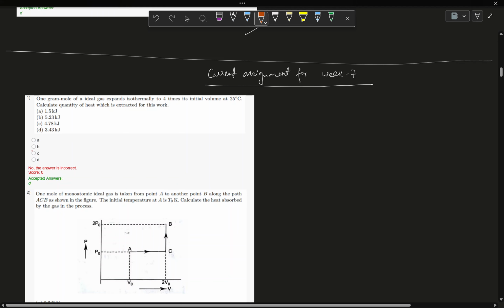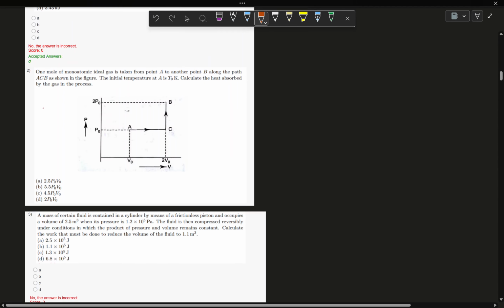Like question number 1 is common, so this is already done. I'll not do that again. Question number 2 is something new and interesting, so that I'll solve. So let us start with that.